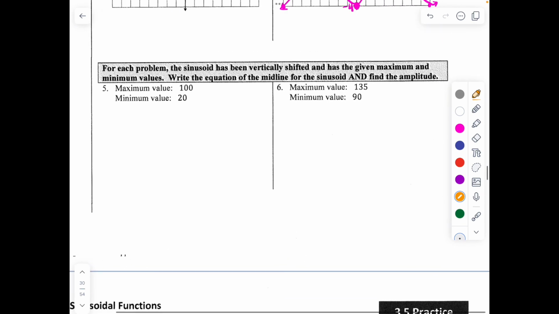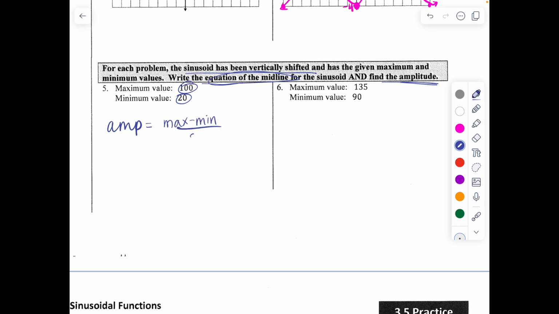Okay, let's do a couple more, and then we'll be done. It says for each problem, the sinusoid has been vertically shifted, and the maximum and minimum values are given. Write the equation of the midline and find the amplitude. So remember, if we've got a maximum and a minimum, we know that the amplitude is the maximum minus the minimum value, divided by 2.